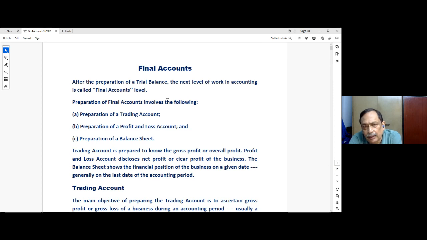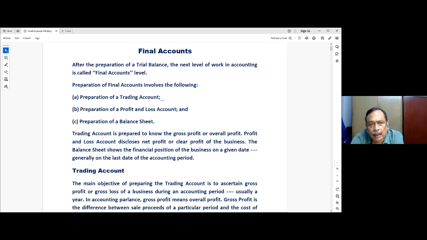Number two, preparation of a profit and loss account, which takes into account incomes which are indirect and expenses which are also indirect in nature. And finally, preparation of a balance sheet.